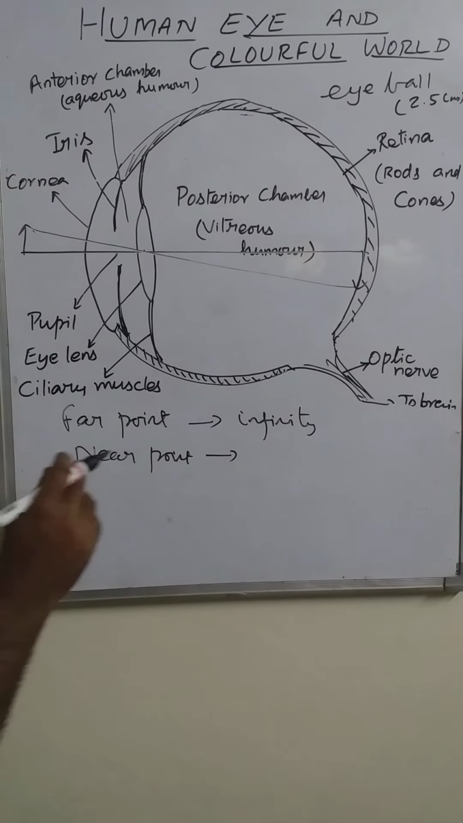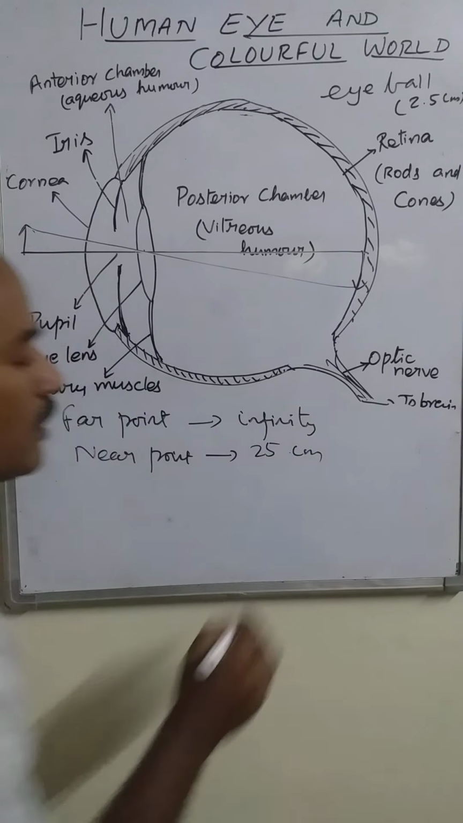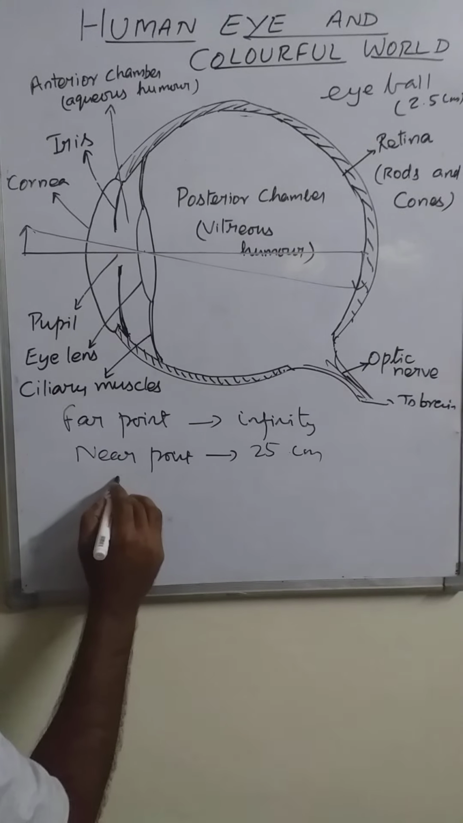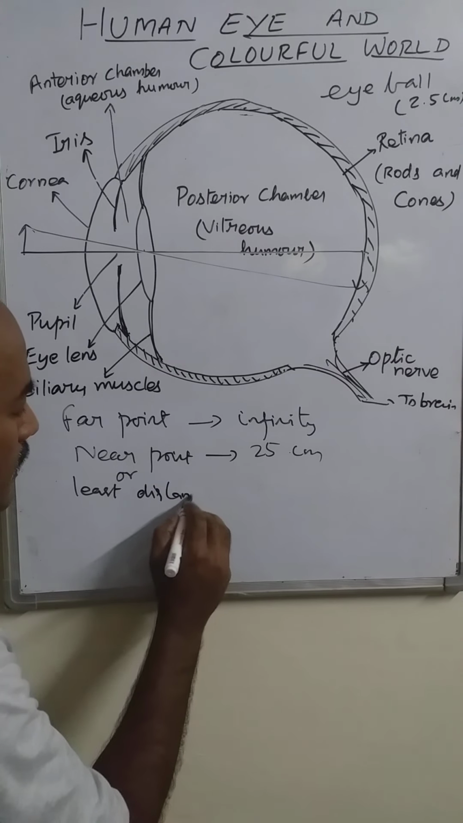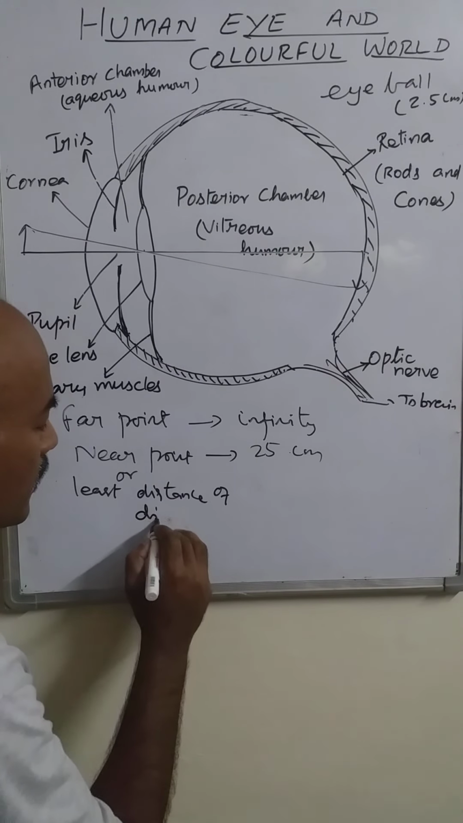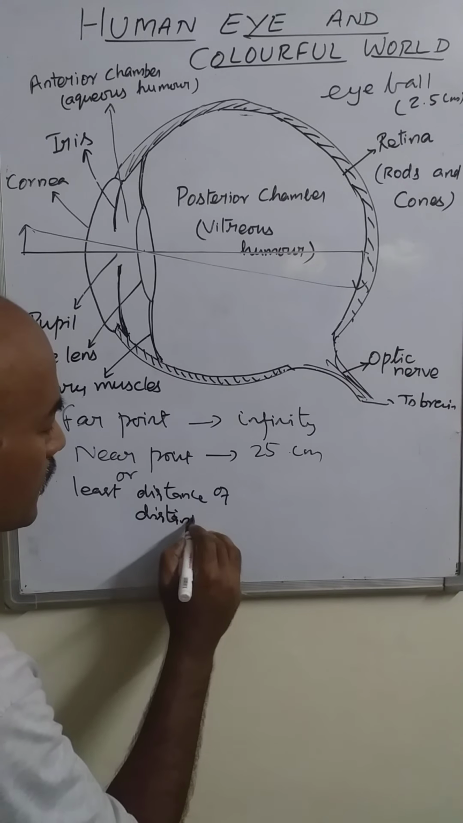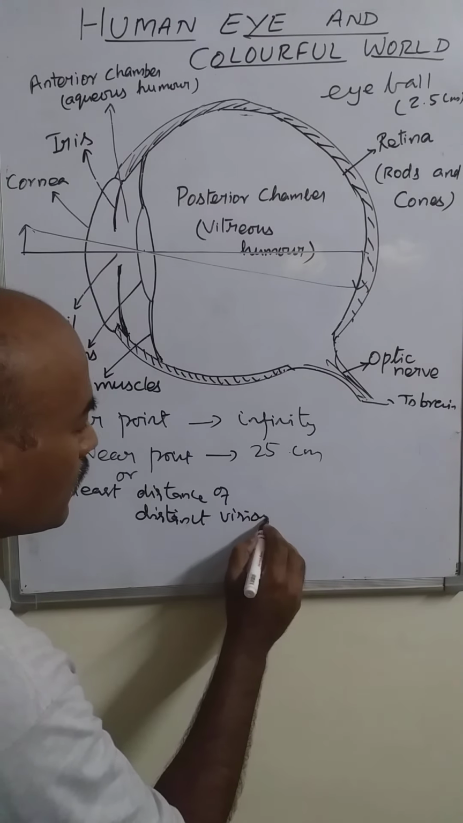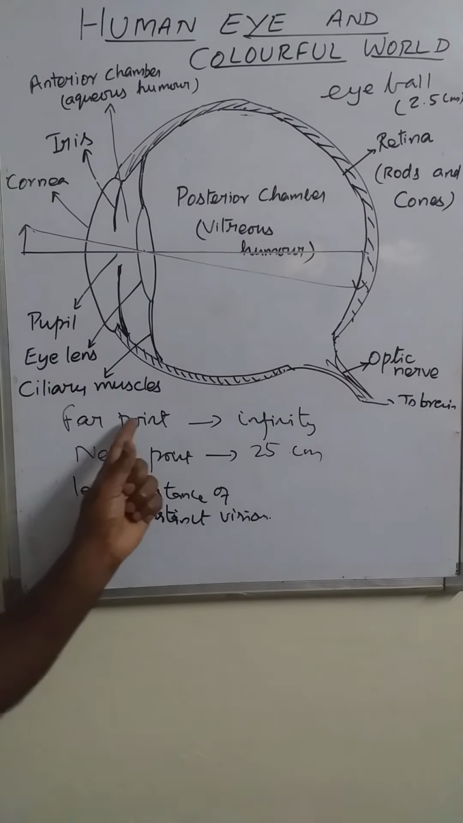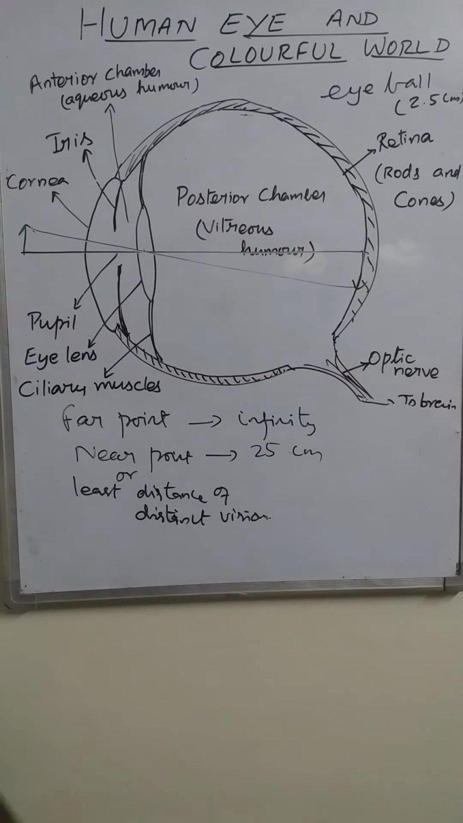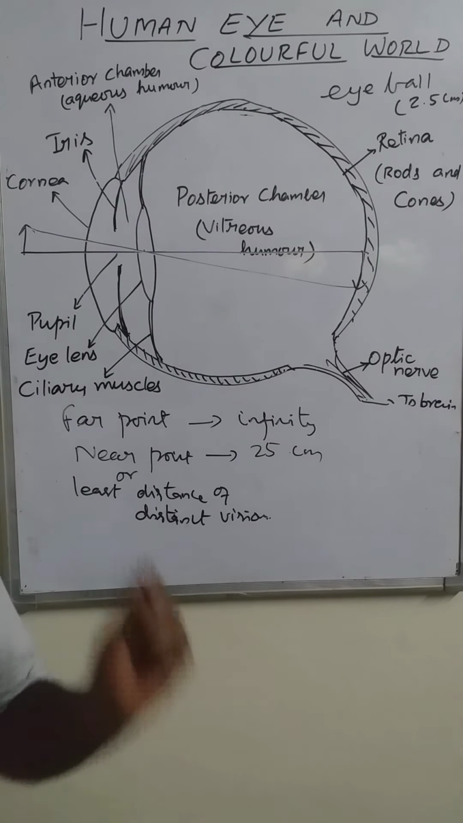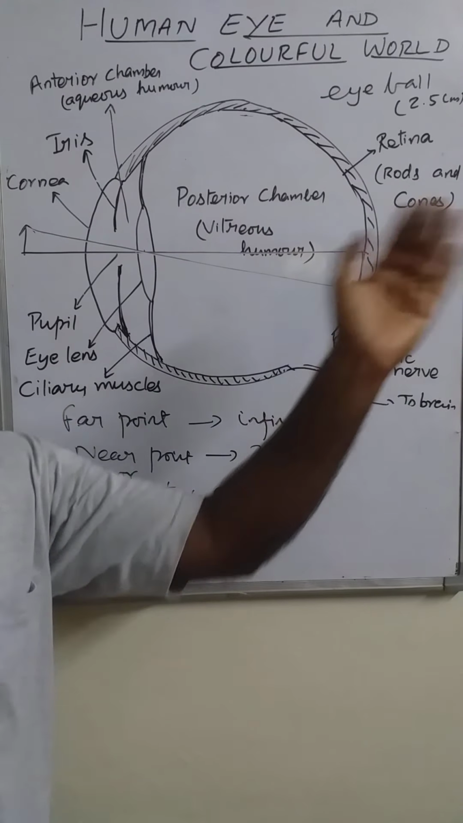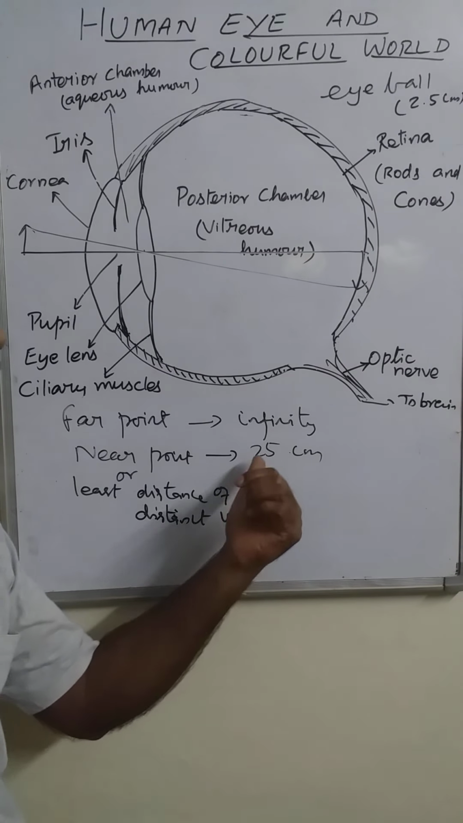The near point of normal eye is 25 centimeter. And this near point is also known as least distance of distinct vision. So the least distance of distinct vision is 25 centimeter, that is near point 25 centimeter, far point infinity. So the normal human eye is able to change the focal length for infinite distant object and also for 25 centimeter.